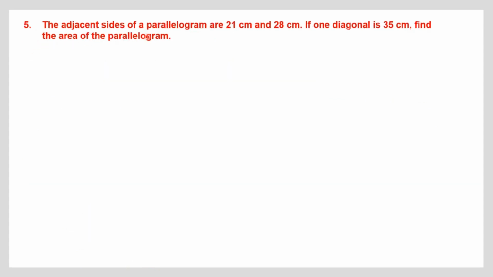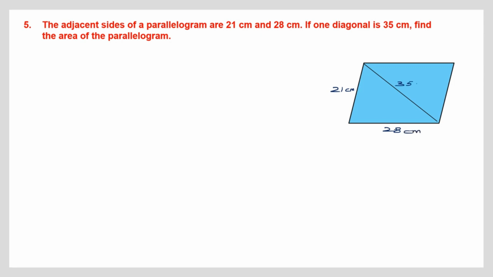Question 5. The adjacent sides of a parallelogram are 21 centimeters and 28 centimeters. If one diagonal is 35 centimeters, find the area of the parallelogram. So we'll draw a parallelogram here. The adjacent sides are 21 centimeters and 28 centimeters, adjacent sides, not the parallel sides. And one diagonal is 35 centimeters.